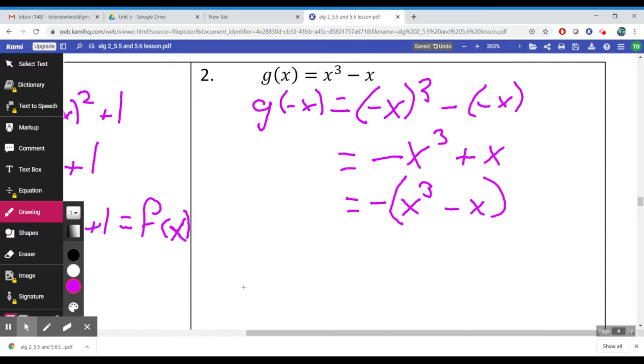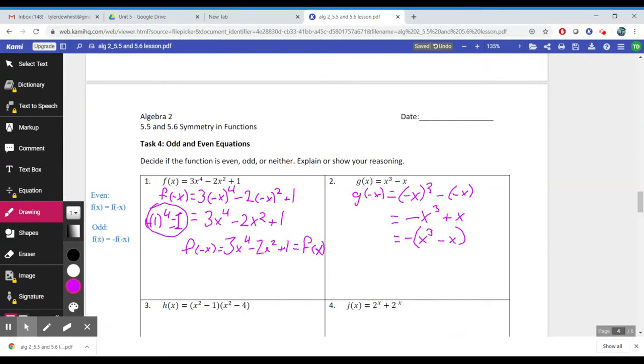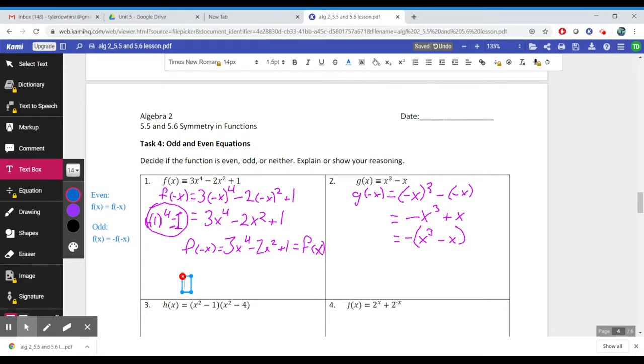So does this fit the definition of our even or odd functions? Well, if we check our definition over here, f of x is equal to negative f of negative x. That tells us that our function is odd. So we know what our result would be here. I also realized that I never actually said on number 1 that it was even, so let me do that real quick. For number 1, we got even. Number 2, we got odd.